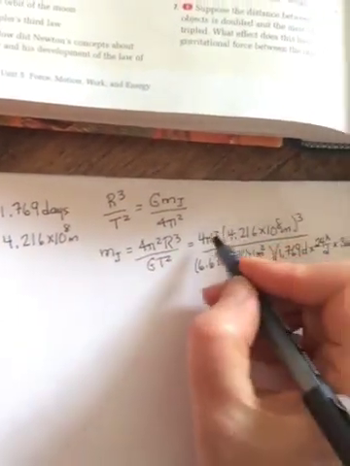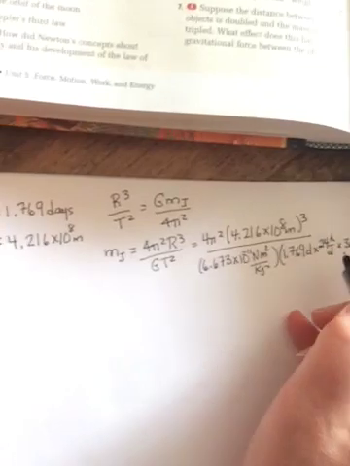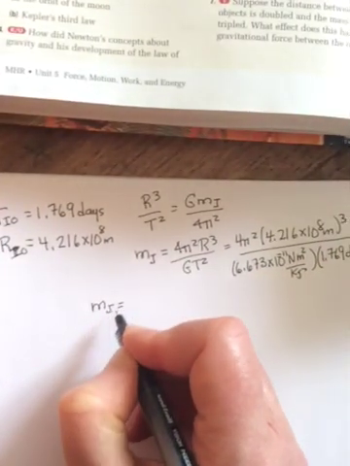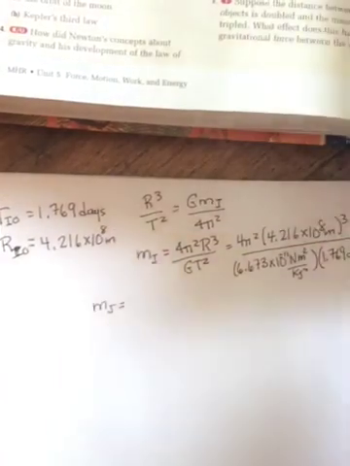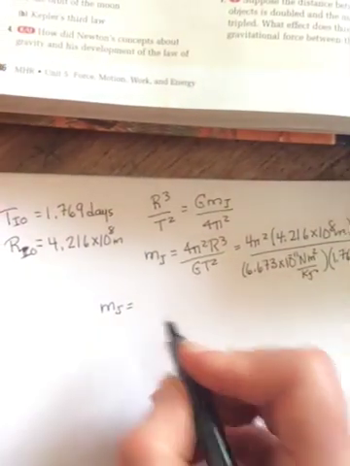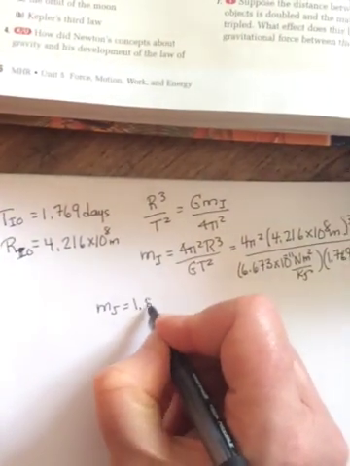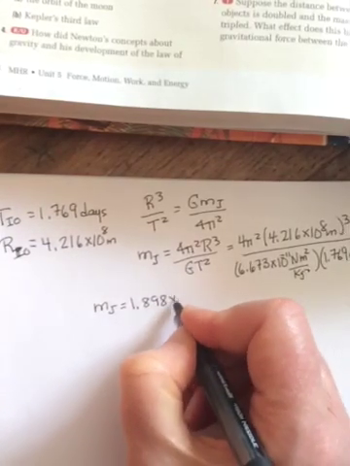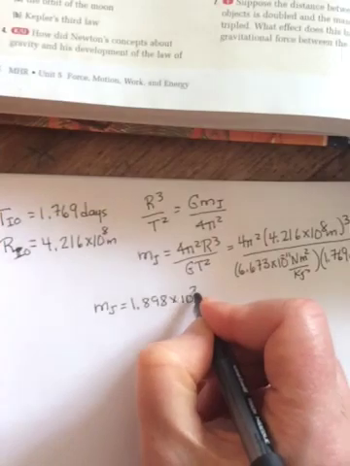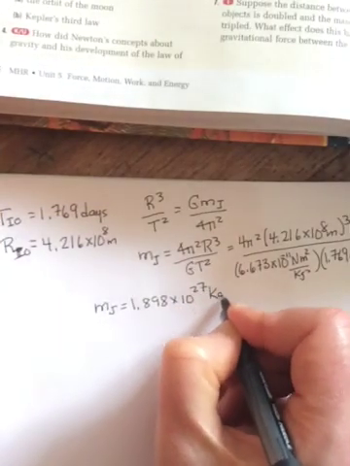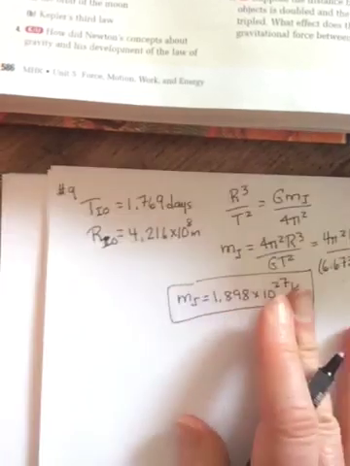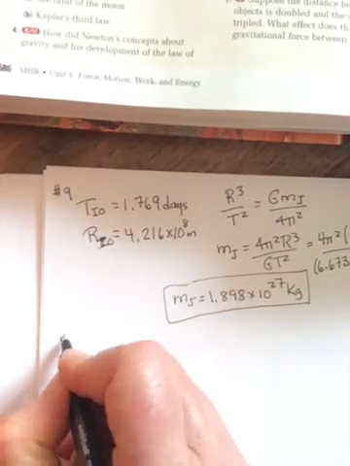And if you remember to square the pi, cube the r, square the t, if you could type everything in correctly, you should get a mass of Jupiter to be 1.898. I think it's really 1.8979 or something like that, times 10 to the 27th kilograms. All right, that's number 9.